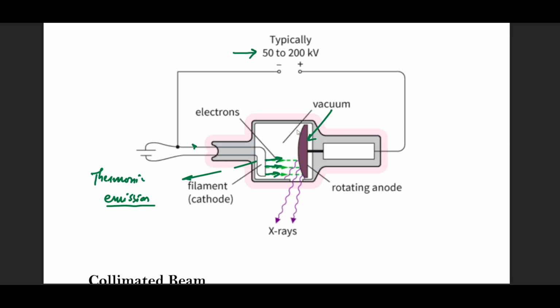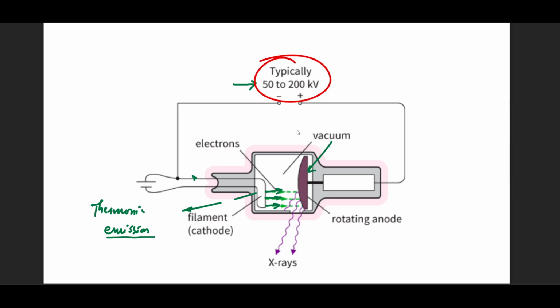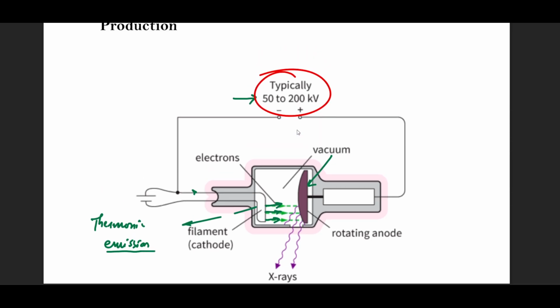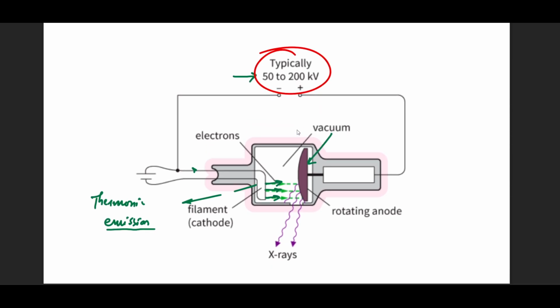We accelerate them by this potential difference. And how are we trying to do that? You see, this terminal is negative and this is positive. So this actually behaves like a negative terminal, with an abundance of electrons, and this behaves like a positive terminal. So if the electrons are ejected because of thermionic emission, they will be accelerated away from the negative plate and accelerated towards the positive plate.